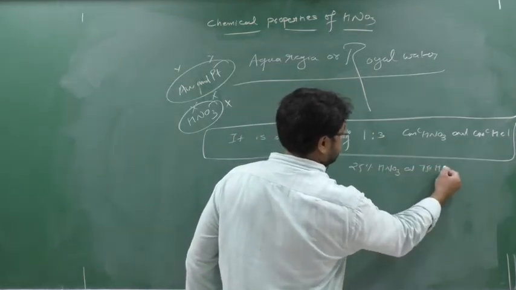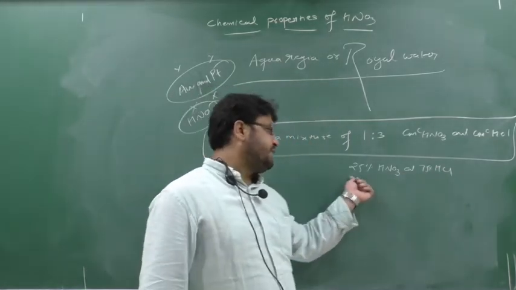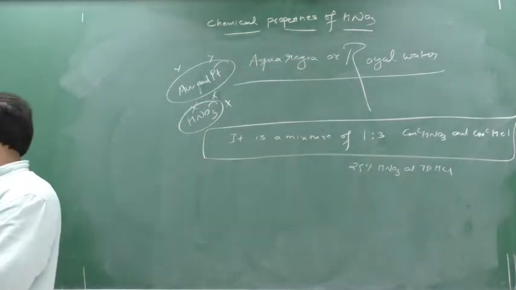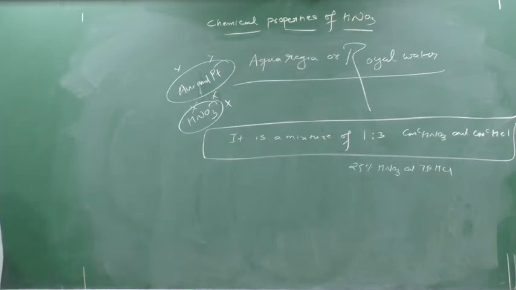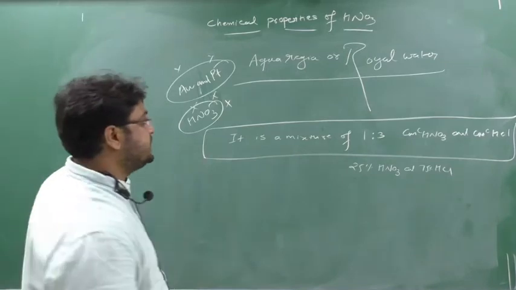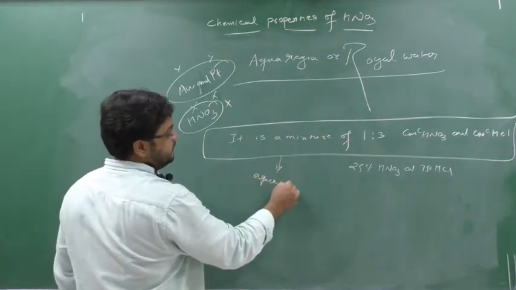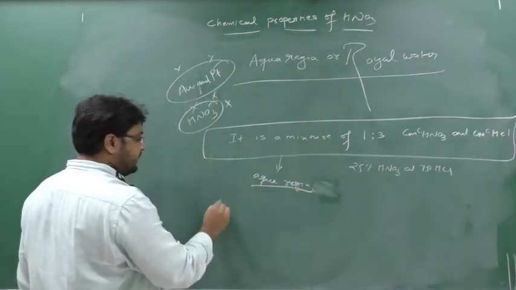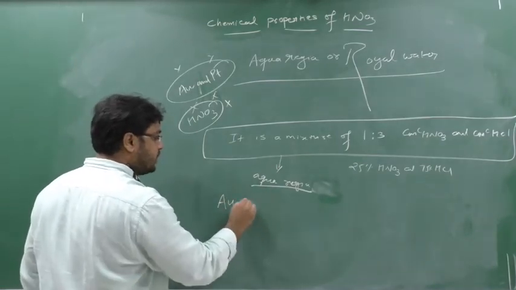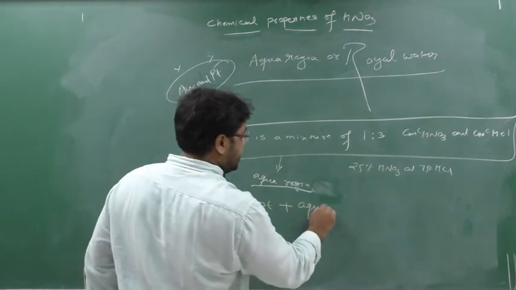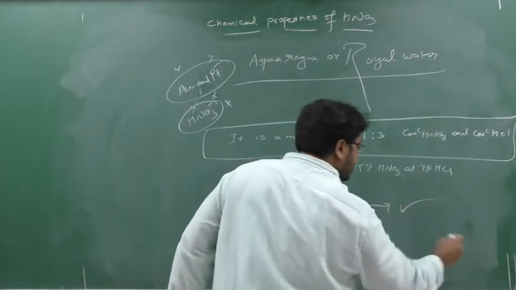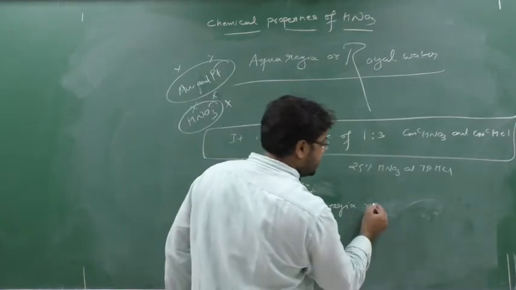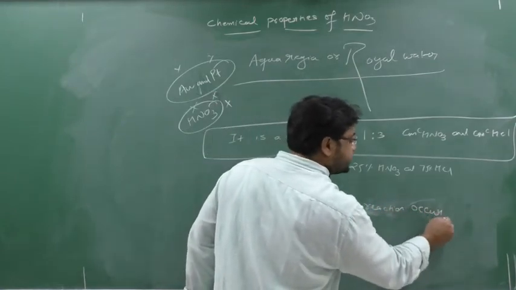Students, one and the same or not? See, check it out. 25 by 75 means what? 1 by 3 only. Yes or no? So it is a mixture of concentrated nitric acid and concentrated HCl in 1:3 proportion. This mixture is known as Aqua Regia, or we can say royal water. So whenever a metal like AU or PT is reacted with Aqua Regia, reaction occurs. Yes or no? Clear? Now how the reaction occurs, that we have to see.